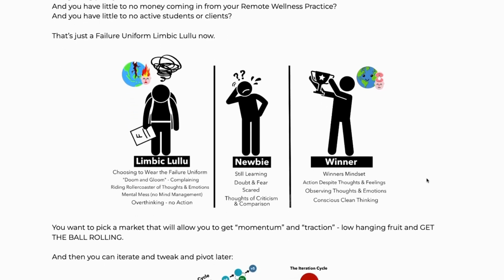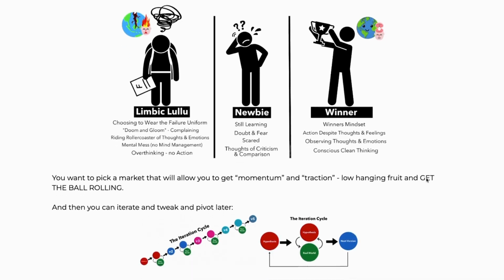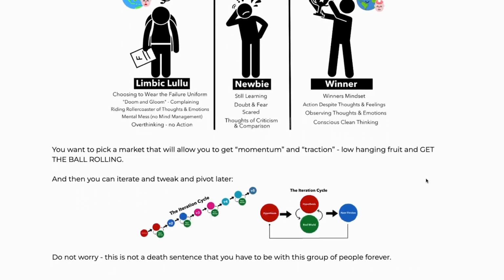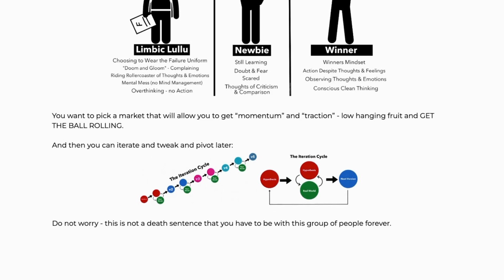And so we would urge you not to be paralyzed. What you want to do is pick a market, and we're going to walk you through this step by step, that's going to allow you to get momentum and traction, right? The lowest hanging fruit, to get that ball rolling. And then that way you can pivot later, right?